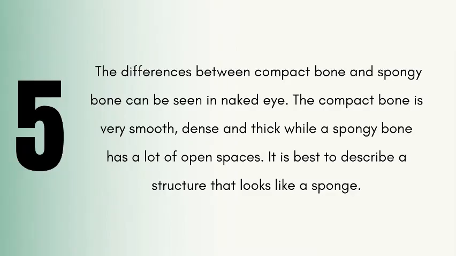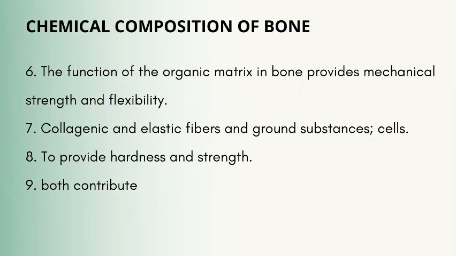Let's move on with number 5. What differences between compact and spongy bone can be seen with the naked eye? The compact bone is very smooth, dense, and thick, while spongy bone has a lot of open spaces. It is best described as a structure that looks like a sponge. After that, we have the chemical composition of bone. We are still on page 5.